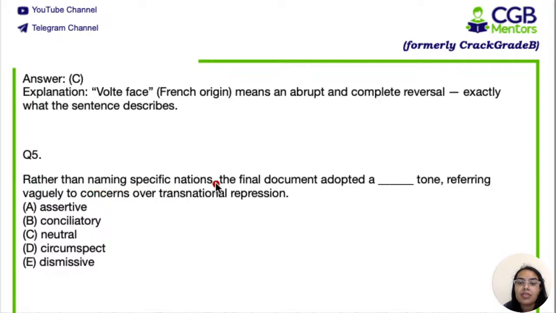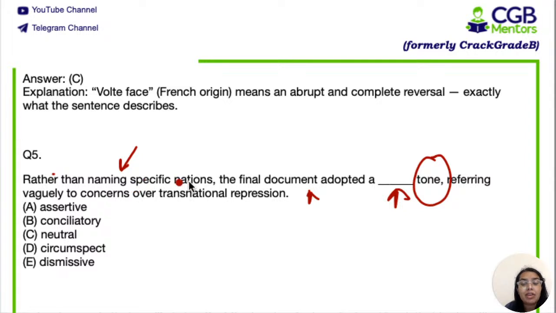Rather than naming specific nations, the final document adopted a dash tone. Rather than naming, so what kind of tone would have been adopted? So, assertive tone, conciliatory tone, neutral. We are talking about a cautious tone.